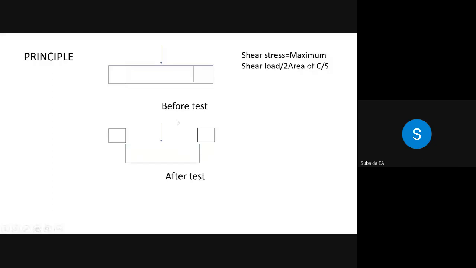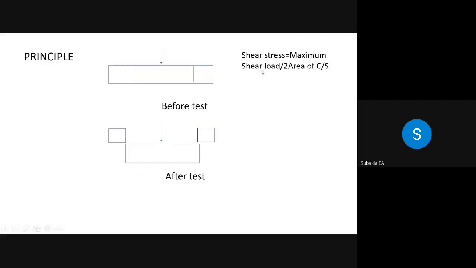Before the test, we are holding the two end portions of the specimen, and we are applying a center load which will allow the specimen to shear off at these edges. After the test, the center portion will be split or separated from the ends.